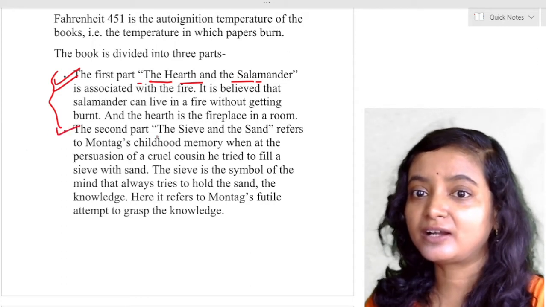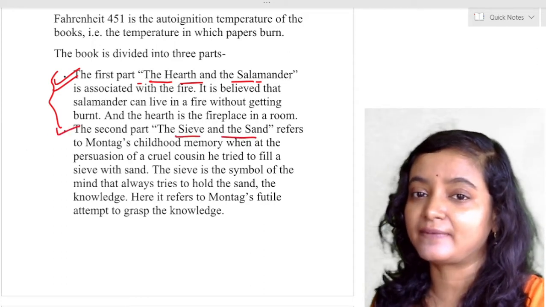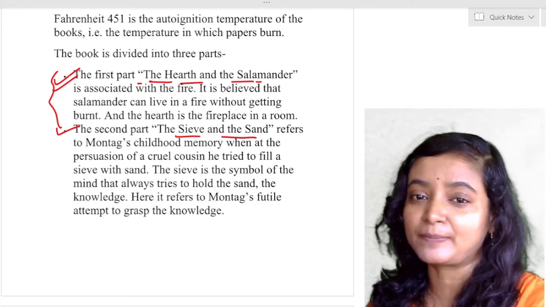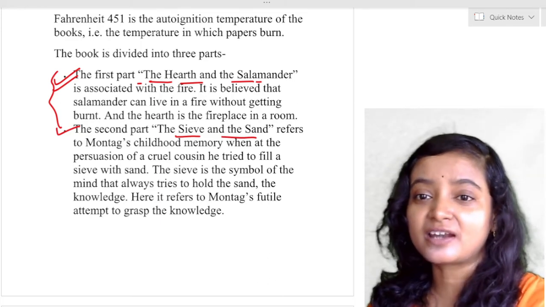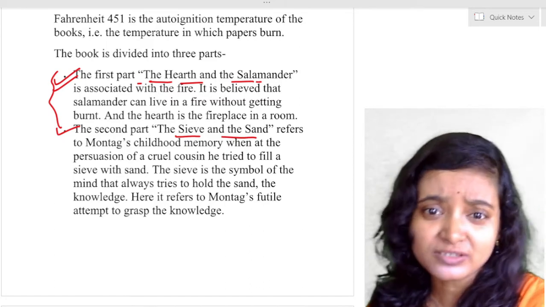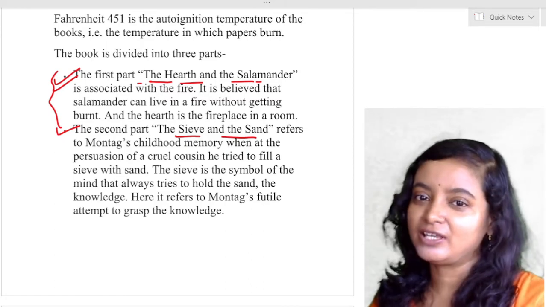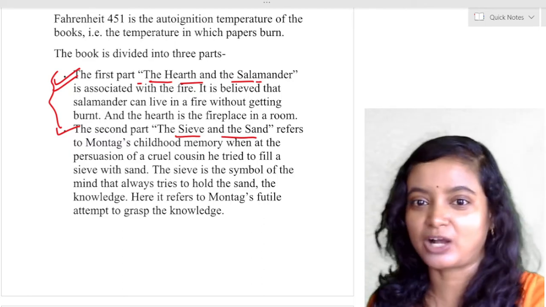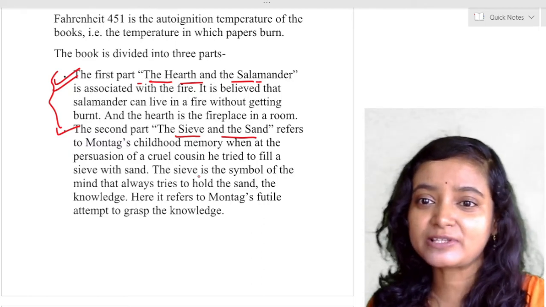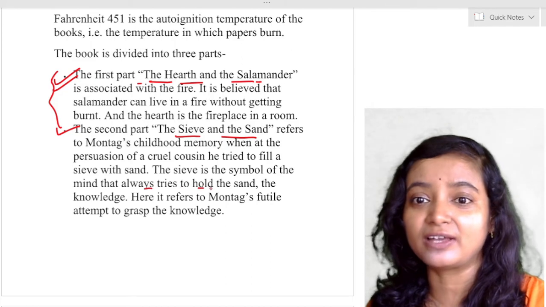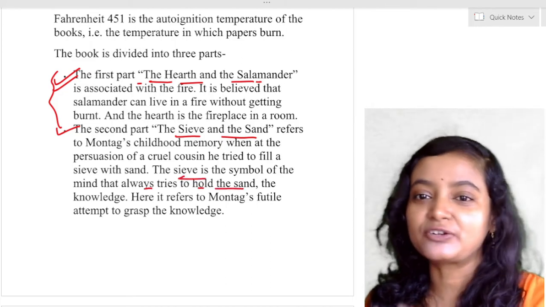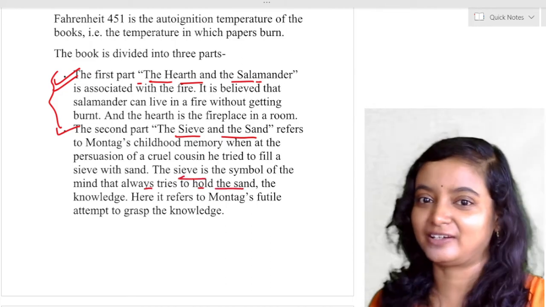And the second part, the Sieve and the Sand, refers to Montag's childhood memory when, at the persuasion of a cruel cousin, he tries to fill a sieve with sand. Is it possible? It is not possible to fill a sieve with sand. Every time you fill it, it just gets out. So the sieve is a symbol of the mind that always tries to hold the sand. We always try to hold something, but we fail.